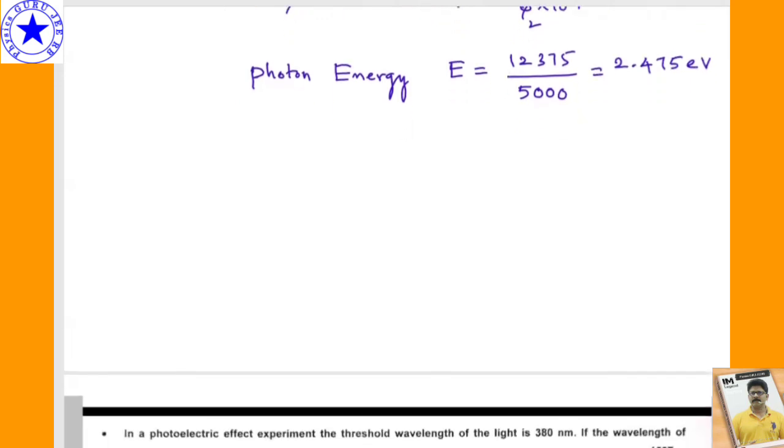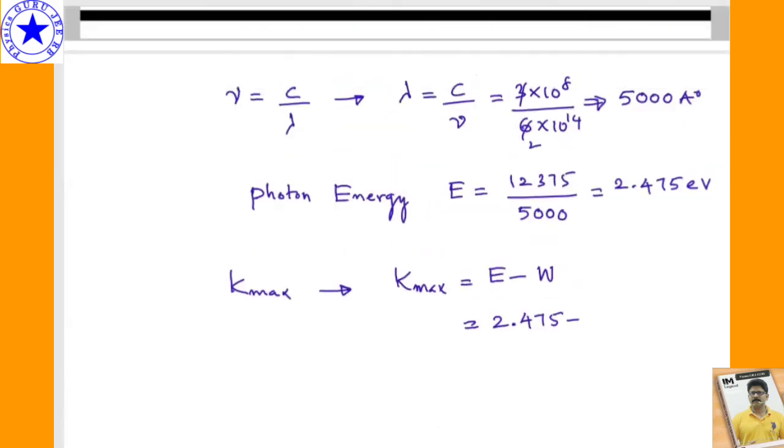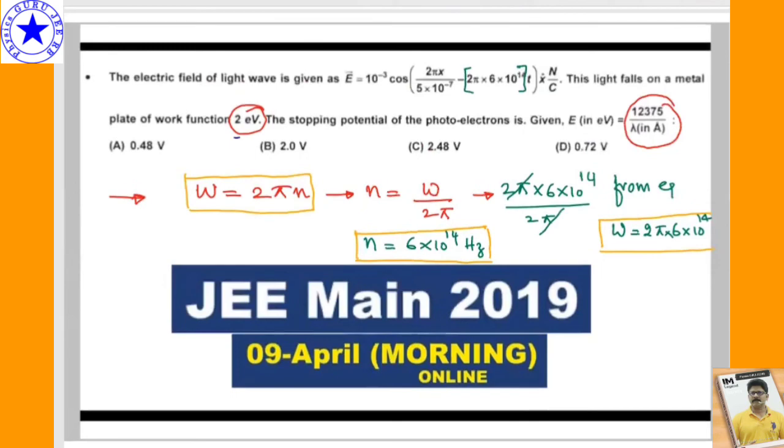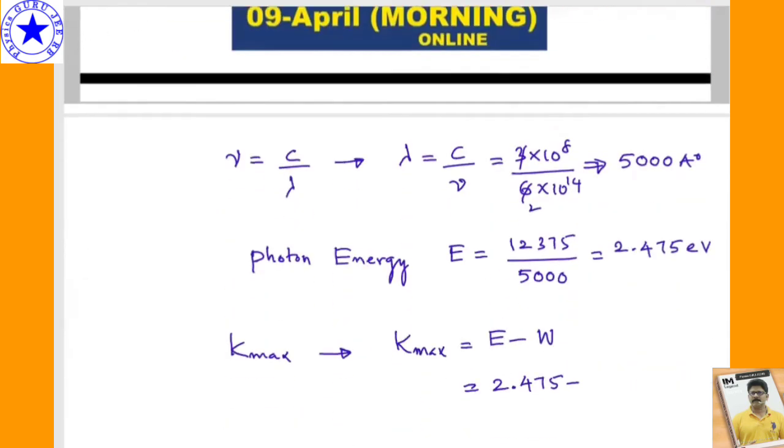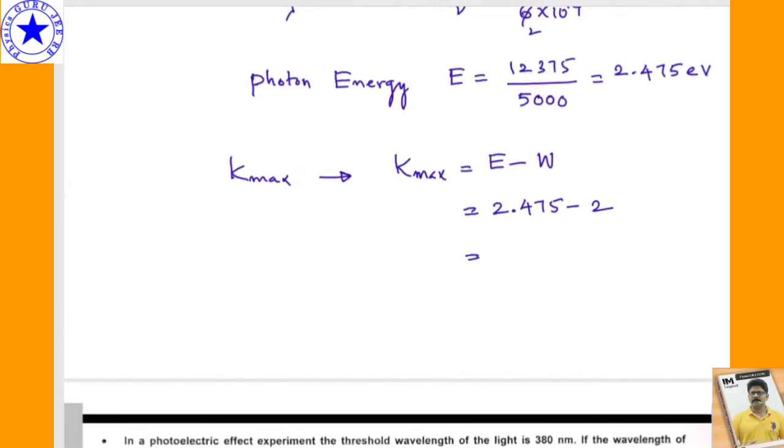Now K max, the maximum kinetic energy of the ejected photoelectrons. K max equals E minus phi, where phi is the work function, W. So E I got as 2.475 minus W. W is the work function. You can see the work function is given as 2 electron volts. Simply substitute here 2 electron volts, and we get the answer in electron volts: 0.475 electron volts. This is K max.